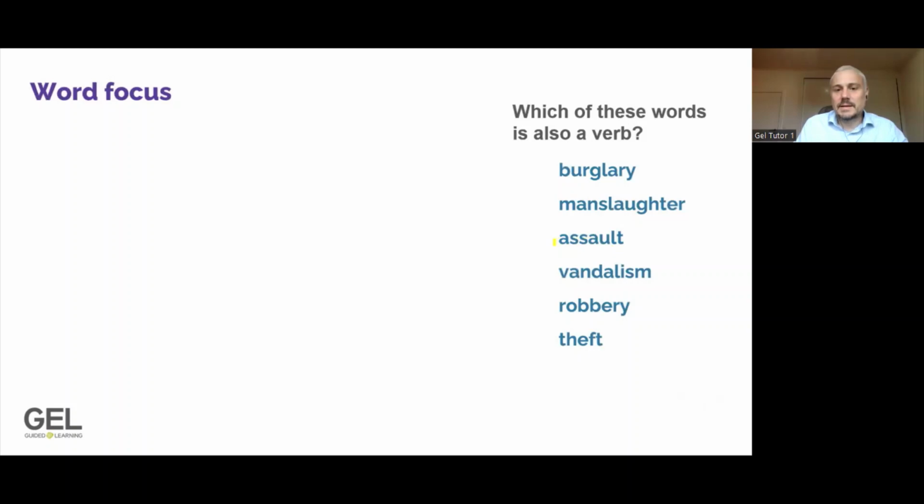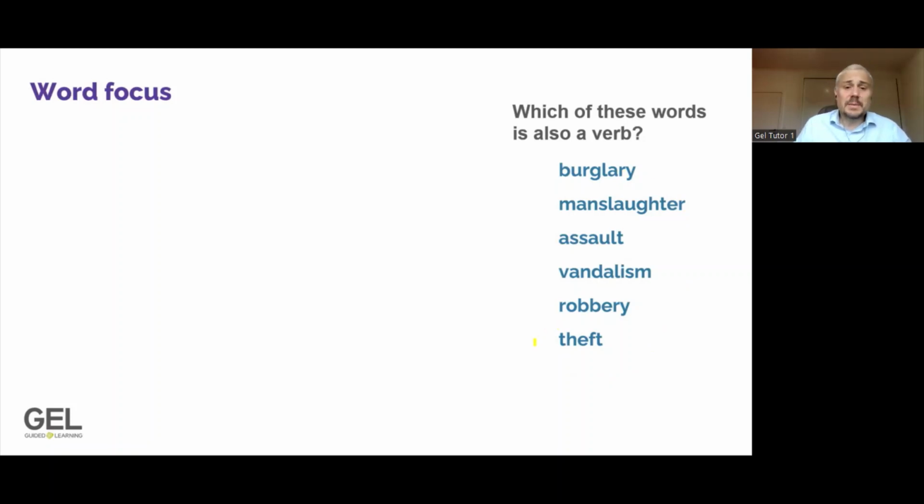The answer is assault. Assault can be a noun: he committed assault. Or it can be a verb, but we must use an object after the verb: he assaulted someone. Remember, before all of these nouns, we can use the verb commit.